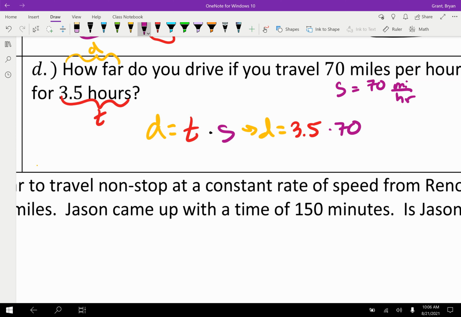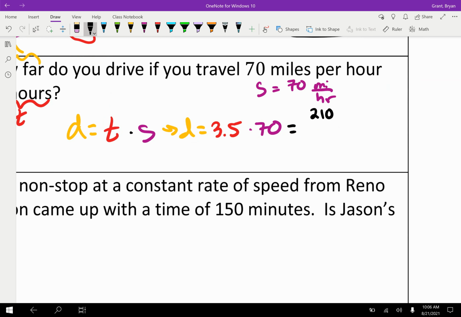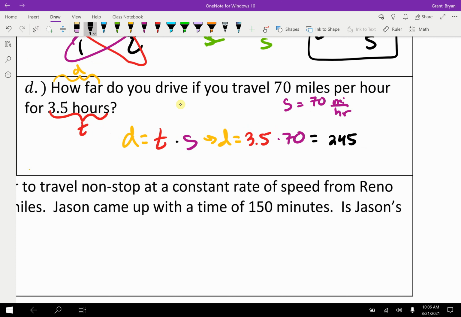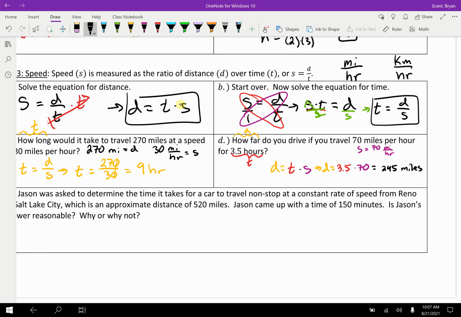Okay, so this one you could do 3 times 70, which is 210, and then add 35 on more, or you could of course also do it in your calculator. I'll go the mental math route, and again what I'm thinking is 3 times 70 is 210, half of 70 is 35, and if you add those together that's 245, right? So 245 what? Well, how far? I drove 245 miles. Look at that, if you go 70 miles an hour and go 3.5 hours, 245 miles, you only go a little bit further and do 9 hours if you're only doing 30 miles an hour.